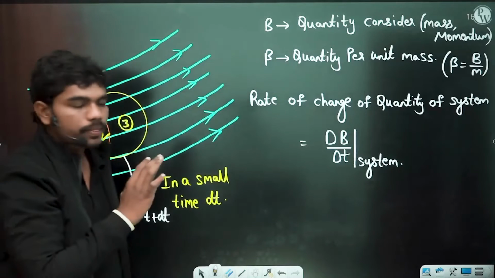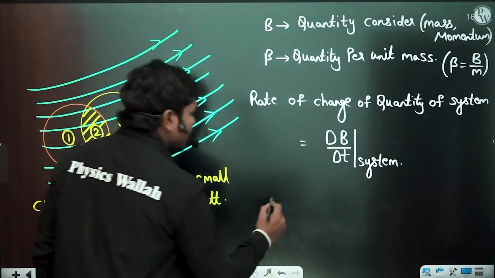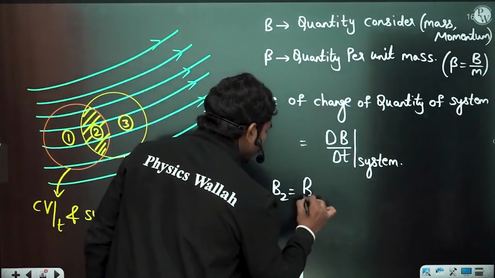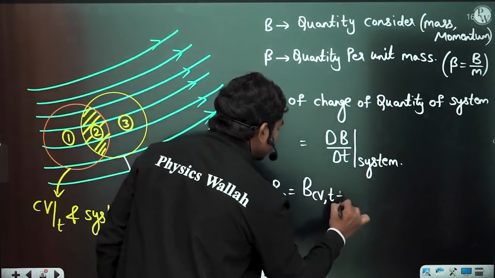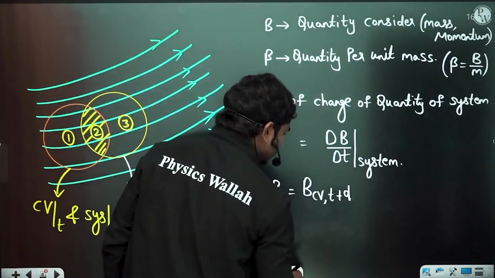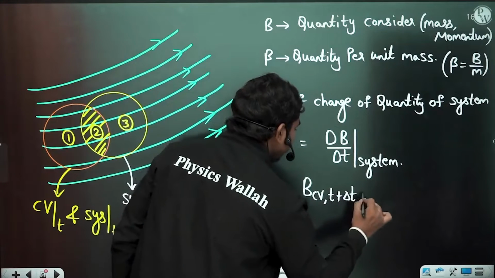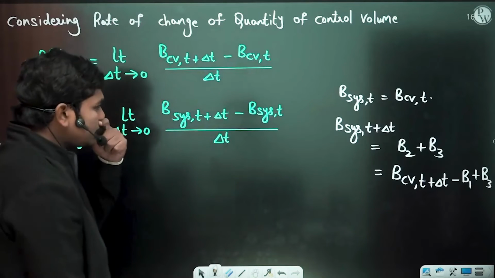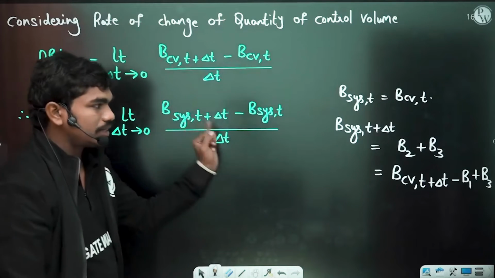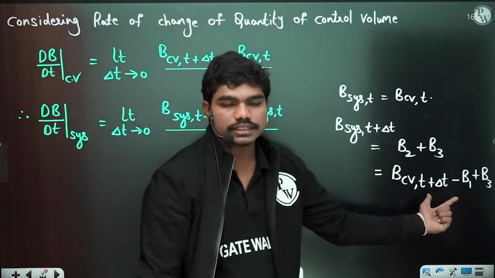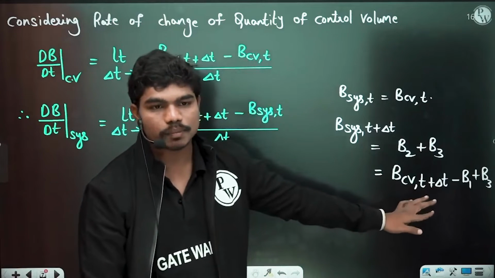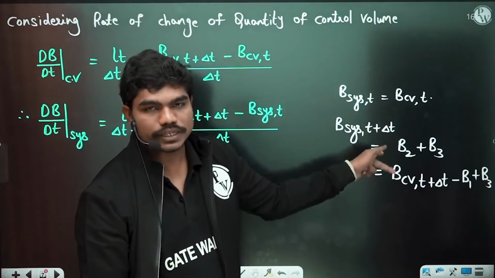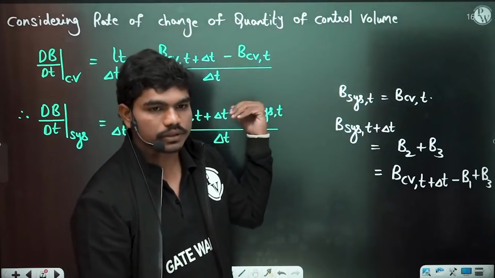Correct? Yes or no? B2 can be written as B of the control volume at time t plus delta t minus B1. This is what I have written actually. Correct? So what I'm telling you is, B system at time t plus dt can be written with this relation. So is this clear so far? Please type in the chat box. Are these two steps clear to you? If you are clear with these two things, then we will go for the substitutions.